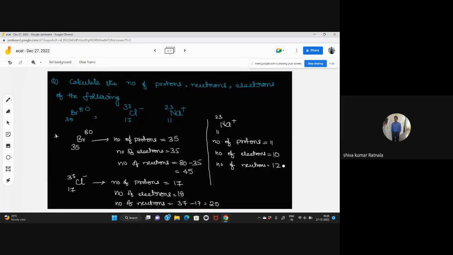So this is how to calculate the number of protons, neutrons, and electrons. Okay. Next one we are going to discuss about Bohr's theory.